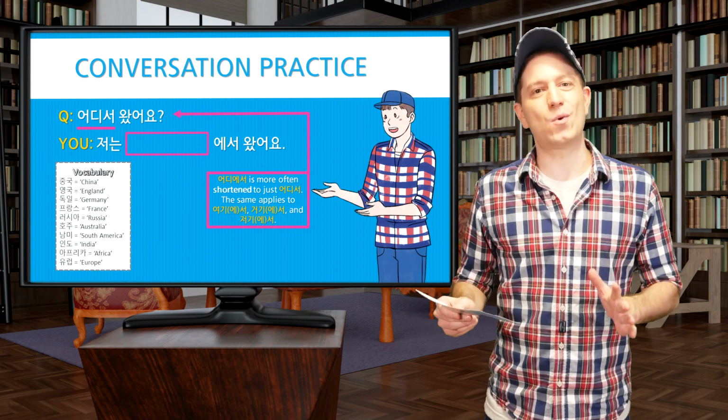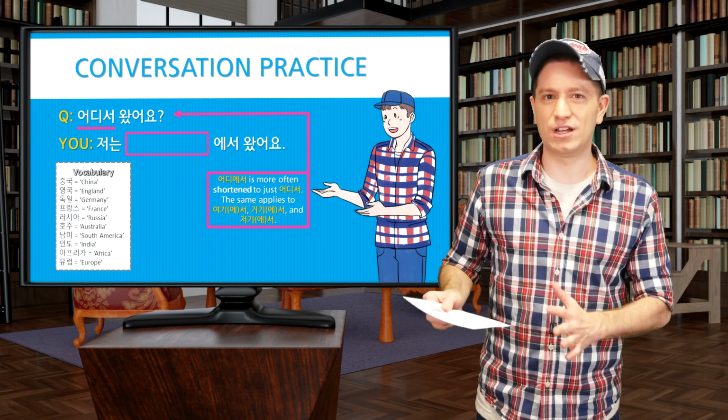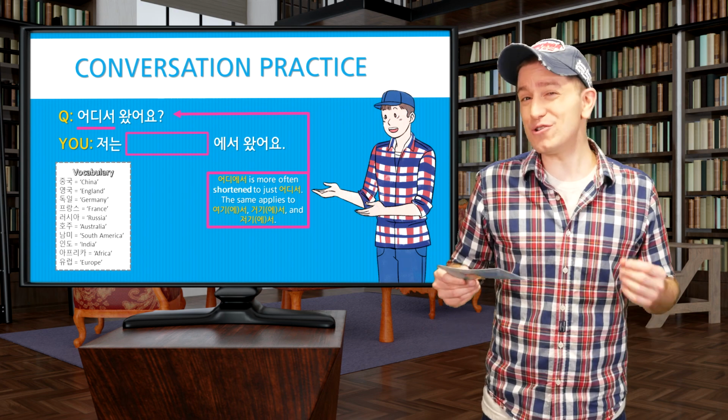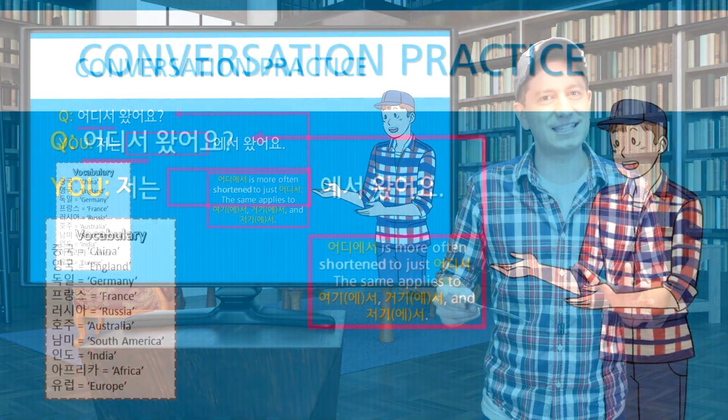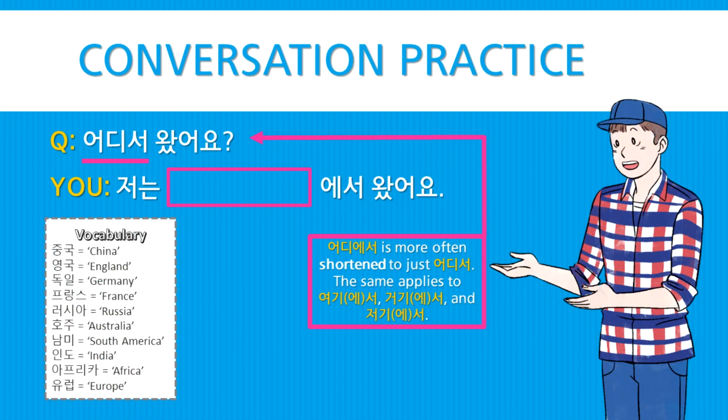So let's do a quick practice before we continue. Try to answer this question. 어디서 왔어요? Where are you from? I've also provided a few additional places in the vocabulary list. Note that 어디서 is just shortened from 어디에서, and this will happen more often than it doesn't. The same applies to 여기에서 becoming 여기서, as well as 거기서 and 저기서.